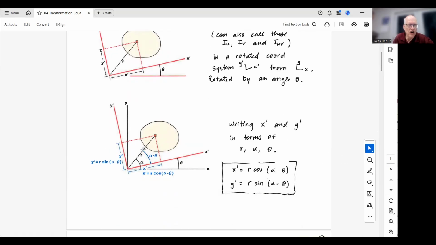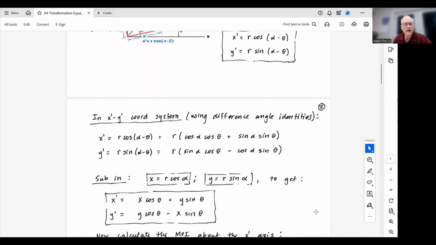The angle from this r back to the x prime is equal to alpha minus theta. Thus, x prime is equal to r times the cosine of alpha minus theta. The y prime, again measured in this rotated system, is equal to r times the sine of alpha minus theta, which makes sense. So this is an x prime and a y prime.